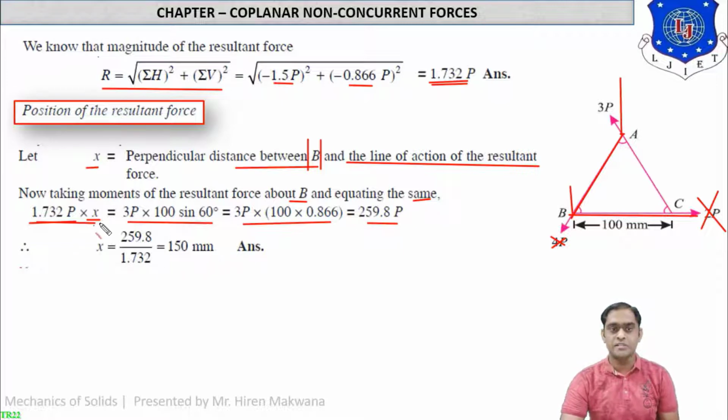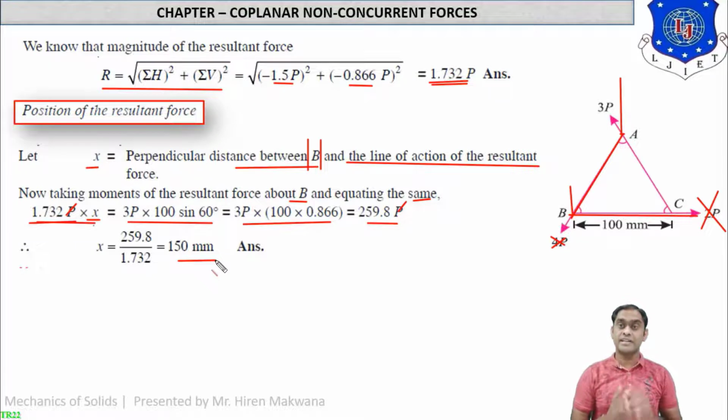So now by solving, p will be cancelled out from left and right and you will get the answer of x as 150 mm. It means the resultant is passing at a distance of 150 mm from point B. So this is known as position of the resultant. Actually we don't know where the resultant is in the figure, but we arbitrarily find that the resultant will be at a distance of 150 mm from point B only. Okay, this is the example for the triangle.